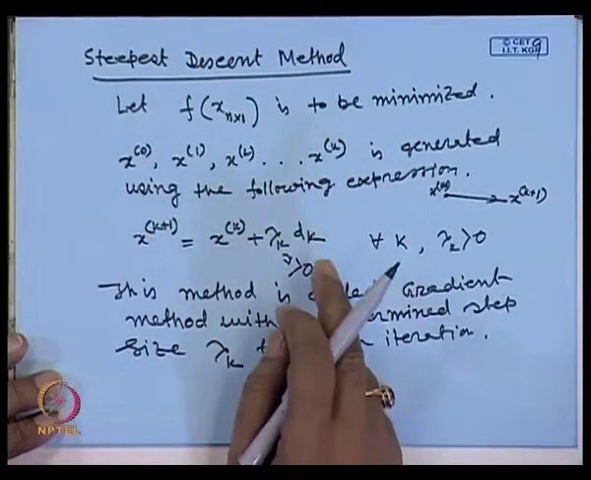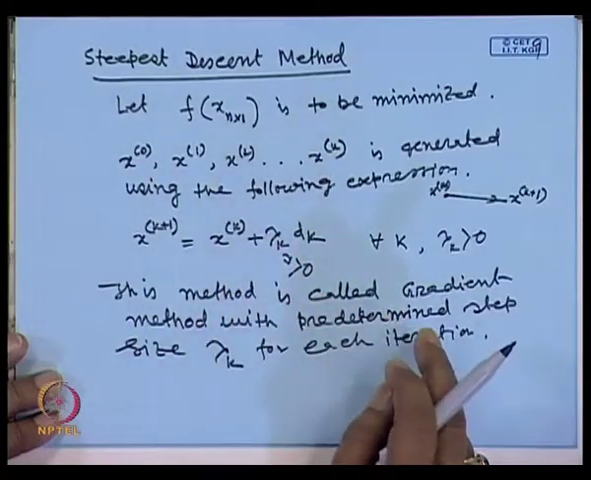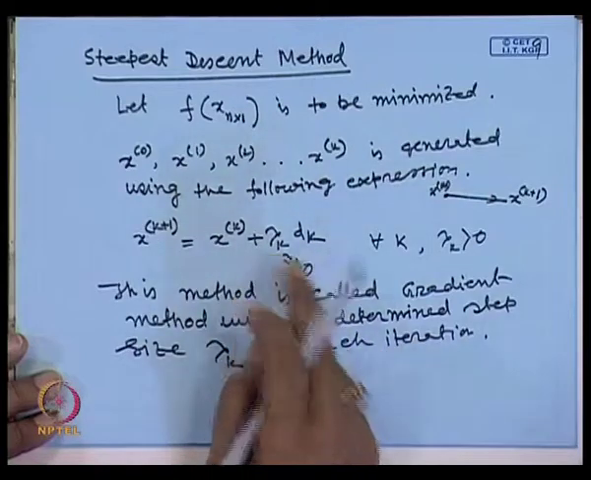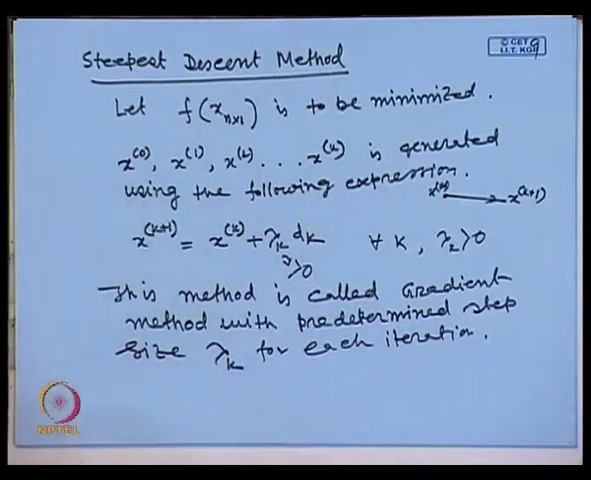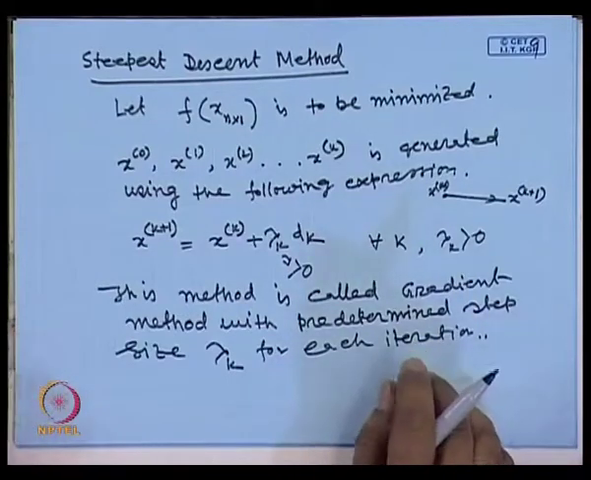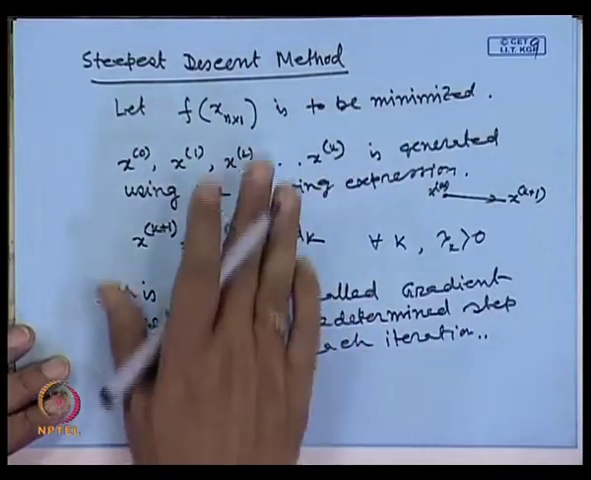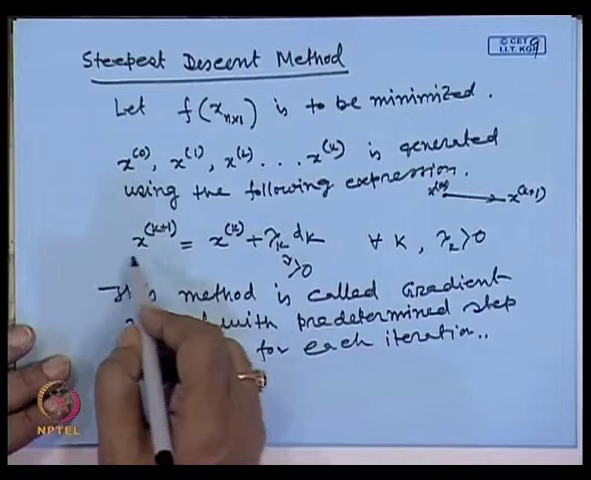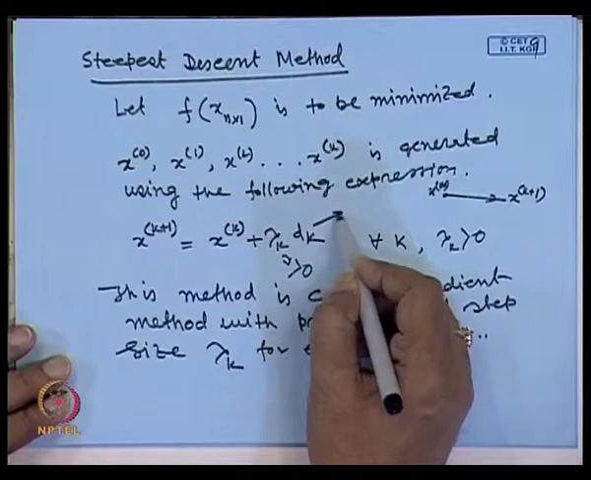For k equal to 0, k equal to 1, k equal to 2, k equal to 3, in each iteration lambda k, the step size, is optimized. Agree? So when this is optimized at each iteration, it is called the steepest descent method. The difference between this and this is only in this basic expression, where this one is the search direction.